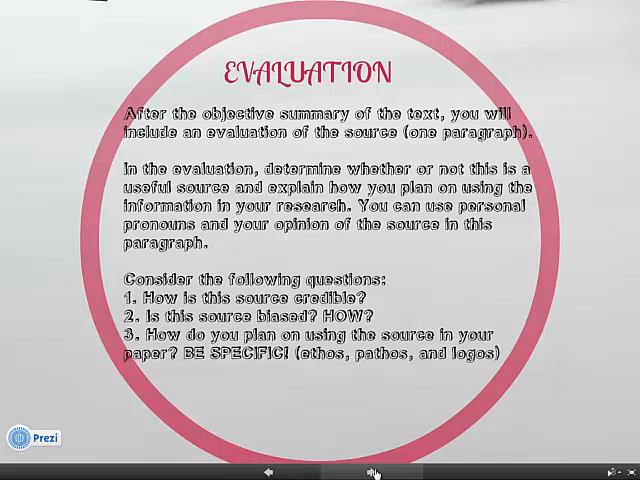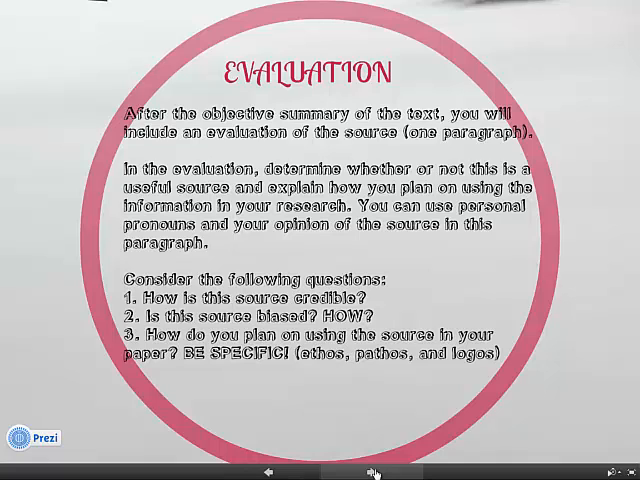And then the next question you're going to ask yourself is whether your source is biased at all. Just acknowledging that is important, because you are creating an argumentative paper, so most of your articles are going to have one bias or another. So just recognizing that and explaining how it's biased is going to be important to include in your evaluation.